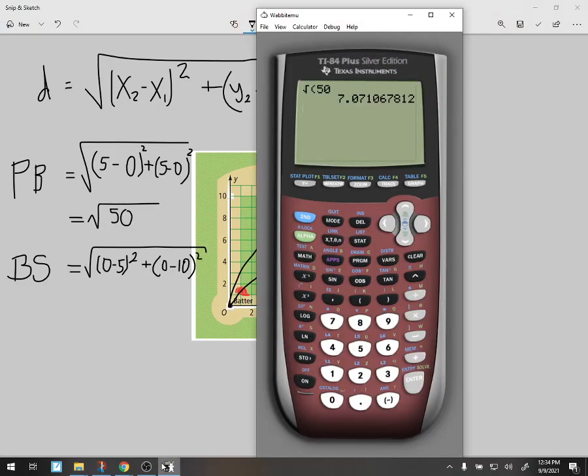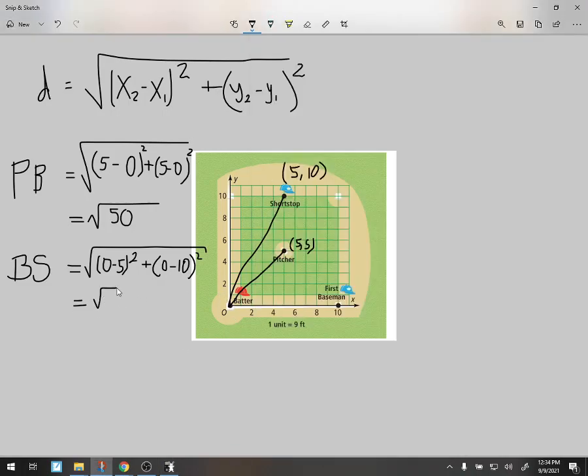And then again, we can go to our calculator. If you're on a school calculator, you can actually just push up a bunch of times and it'll bring back stuff you've already typed in. So let's see, 0 minus 5, and then 0 minus 10. Oh, I have to do that, okay. 125, so this one equals the square root of 125.